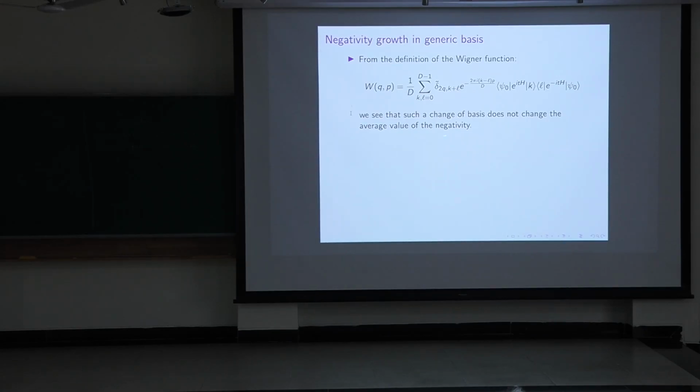Now, this is the definition of the Wigner function. So what you're going to do is, for all vectors k comma l which are not the initial vector, you're going to rotate them by some unitary.